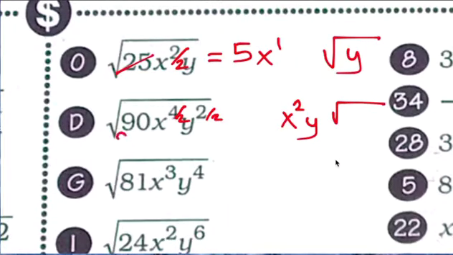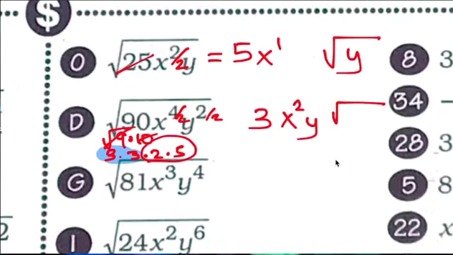Okay, 90 is 9 times 10. Now 9 is 3 times 3, and 10 is 2 times 5. So one pair of 3s, so our answer is 3. These two are not a perfect square, so you multiply them to get that 10.